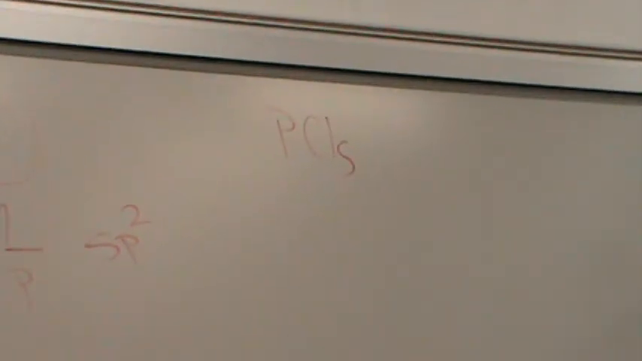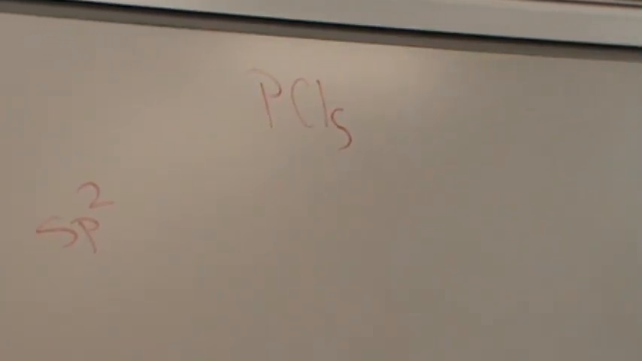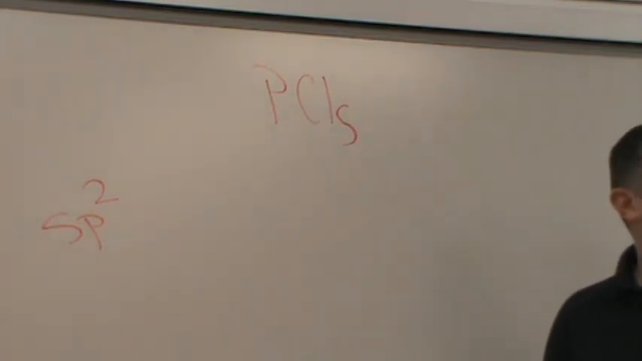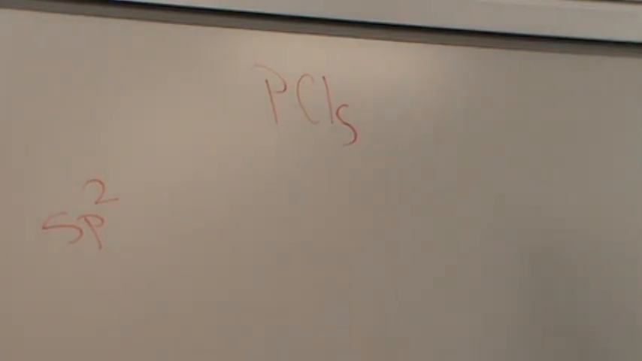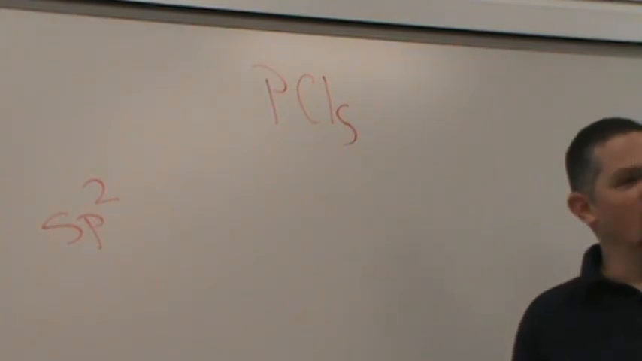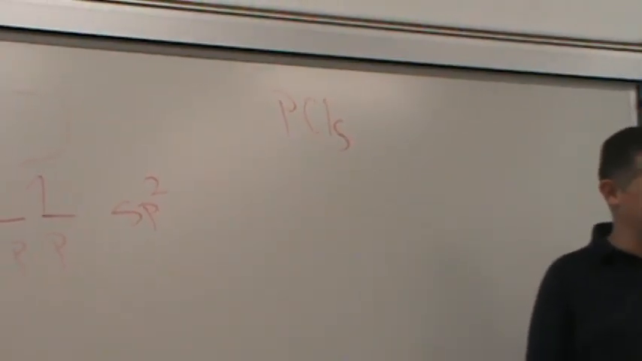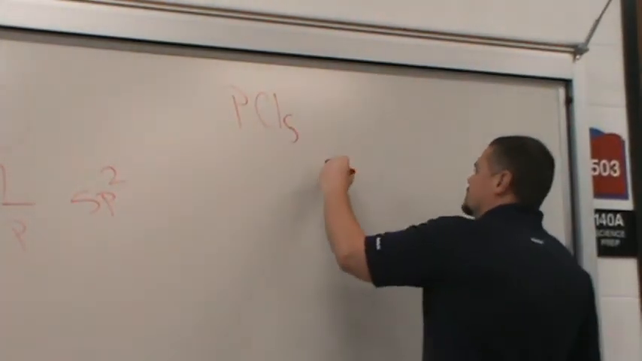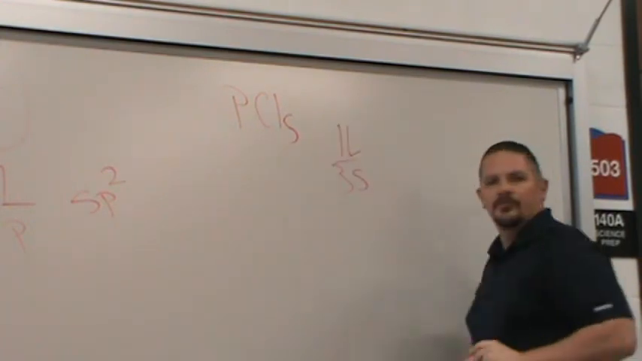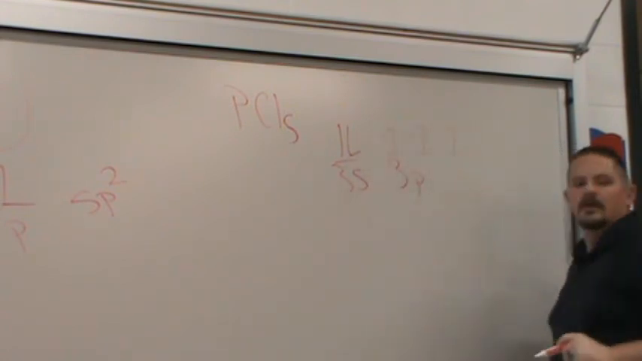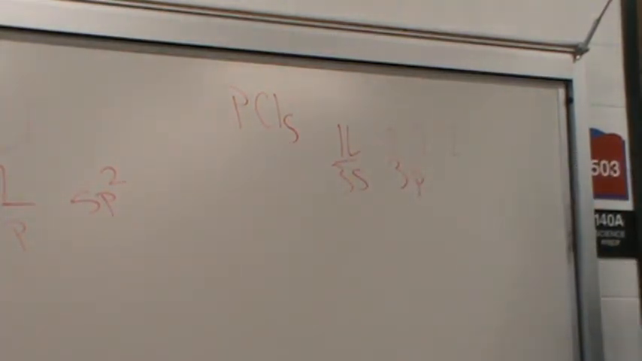PCl5. What's our central atom going to be? Phosphorus. Phosphorus has how many valence electrons? 5. So let's just look at those 5 valence electrons. We have 2 in the 3s, and we have 3 in the 3p sublevel.